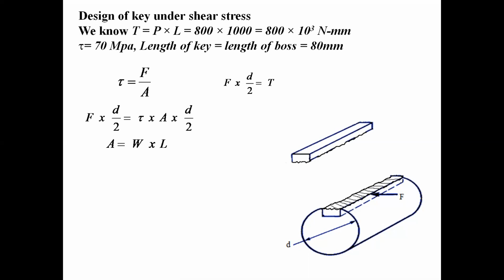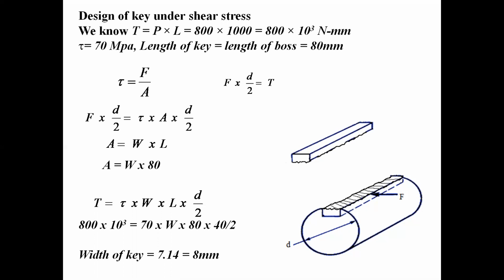So let us consider that torque is equal to tau into A into D by 2. The area is equal to W into L. We know the length is 80, so the area becomes W into 80. W is the width of the key. Now the torque equals tau into W into L into D by 2. So just put all the values. Torque T is equal to 800 into 10 power of 3, shear stress 70, W is the width of the key, L is 80, and D, which is the diameter of the shaft, 40 divided by 2. So the width of the key comes out 7.14, let us say 8 mm.